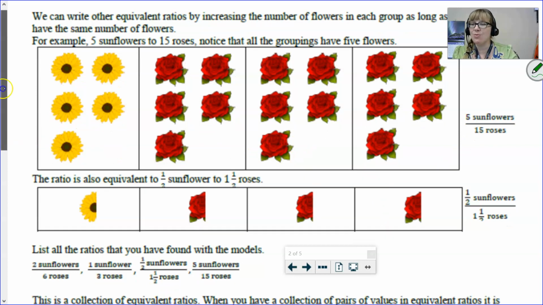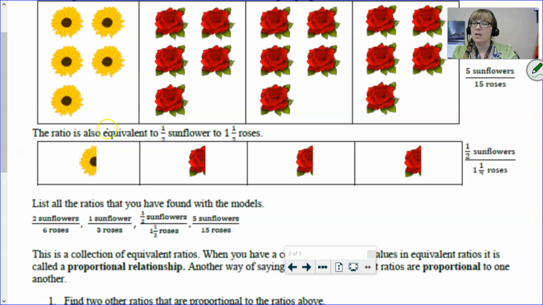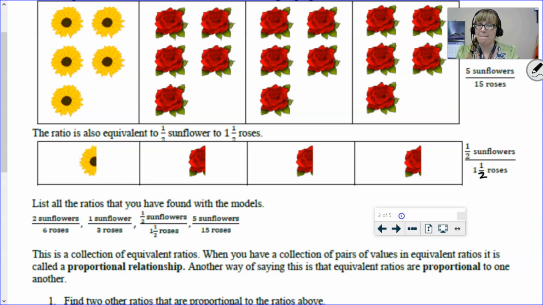We can also do partials. So in this group I have half of a sunflower. That's okay as long as I have half of a rose in each one of those groups. This now means I have half of a sunflower to 3 halves of a rose, which gives me 1.5 roses. This cut off a little bit, so I'm going to go ahead and fix that. Make sure that it says 1.5 roses.